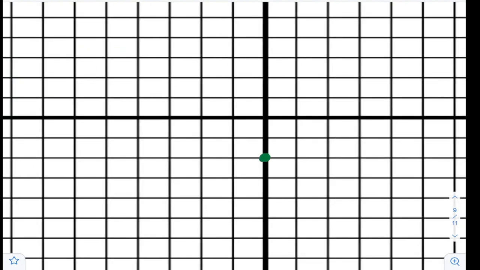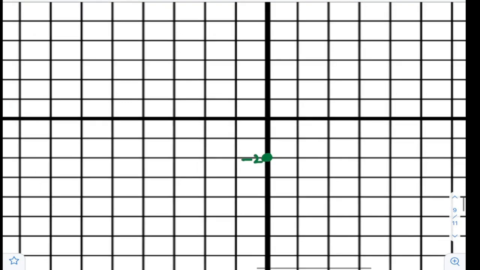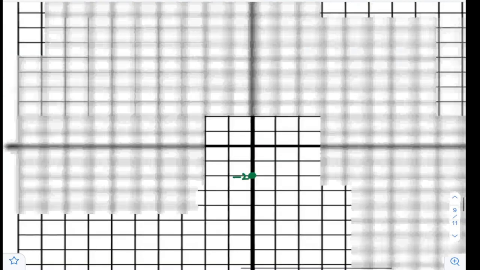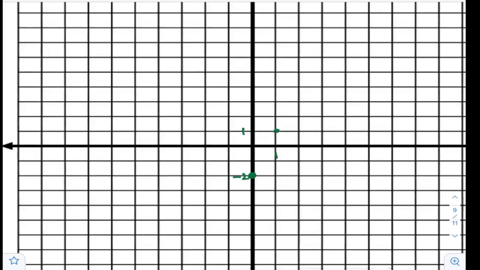This is 0 and minus 2 on the y-axis. The second point 1 and 1. This is 1 and this is 1. So this is 1 and 1. Now we need to match.